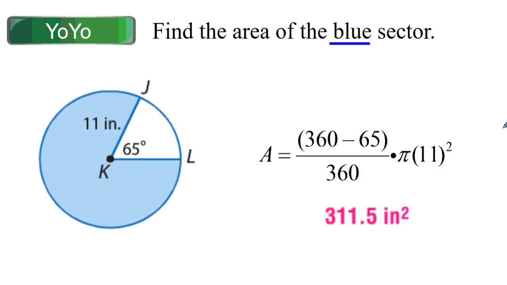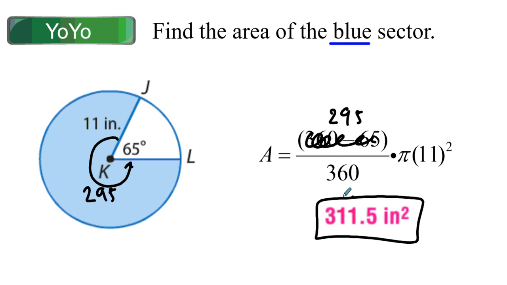Okay, your answer. Probably the most natural way of doing it is saying if this is a 65-degree angle, then what's the blue going to be? The blue's angle would be 360 minus 65, which is 295. So this would be 295 out of 360, and then I multiply by the area of the entire circle. It turns out to be 311.5. Another way you could do it is you could find the area of the entire circle, then find the area of the white sector and subtract them. That'd be a little bit of a longer way, but you should still get the same answer, 311.5 square inches.